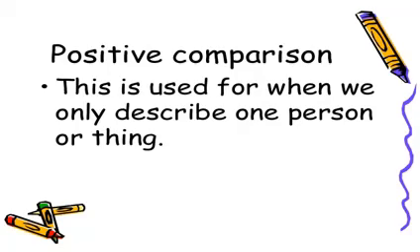Positive comparison. Positive comparison is used when we only describe one person or thing, and when there is only one subject in the sentence. And when there is no comparison, it will be positive comparison.